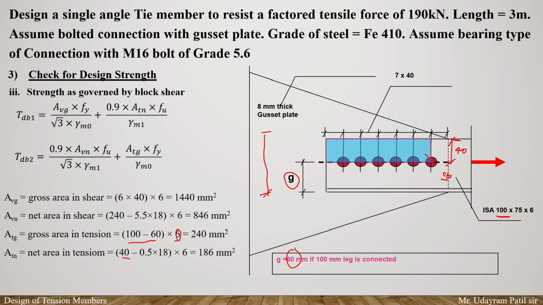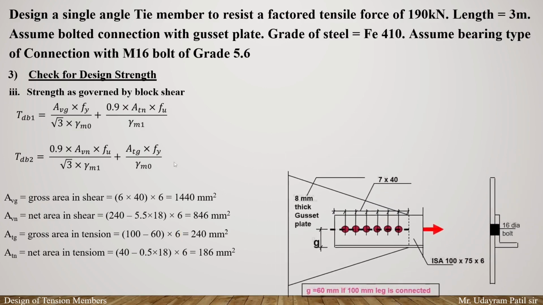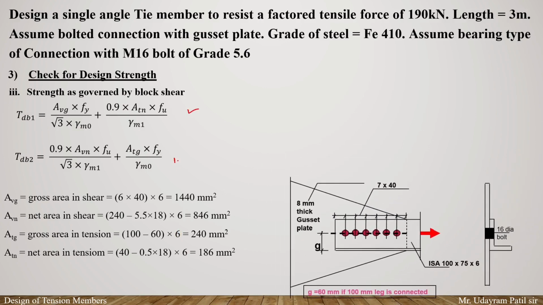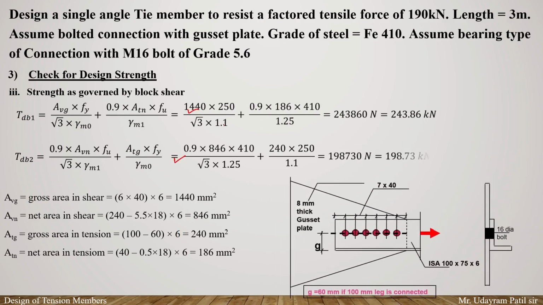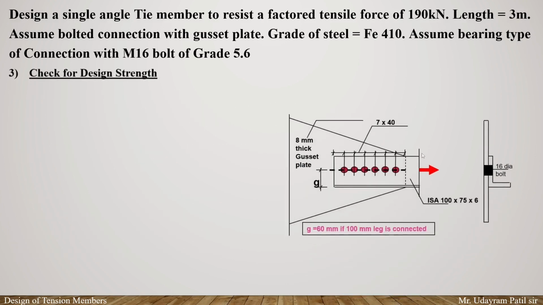ऑब्वियसली यहाँ पे सिर्फ ये जो बोल्ट है आपका, यही आपका हाफ बोल्ट कंसिडर किया जा रहा है. Therefore हम क्या करेंगे, यहाँ पर 0.5 multiplied by 18 multiplied by 6 will be equals to 186 mm square. So putting all of this particular value in our original equation, we get the value of the TDB1 as 243.86 kilonewton and TDB2 as 198.73 kilonewton.